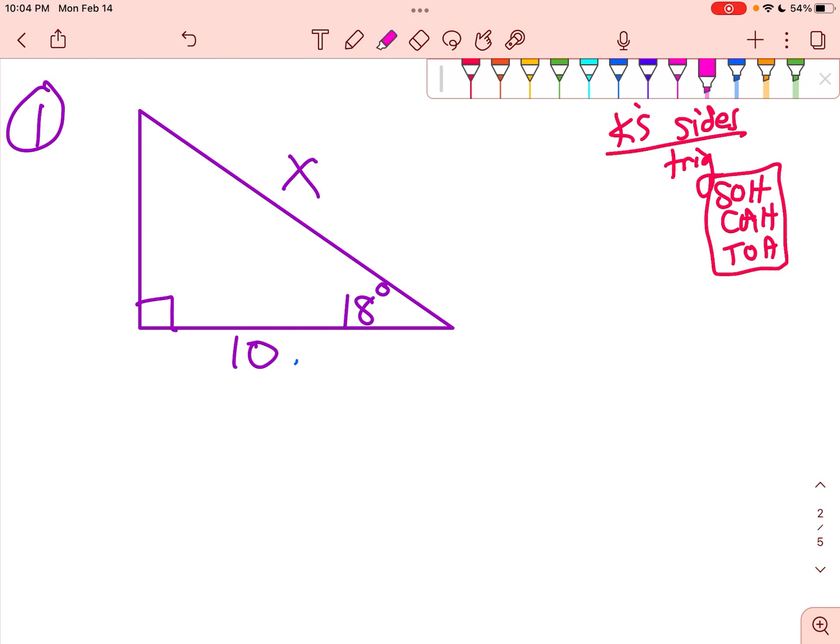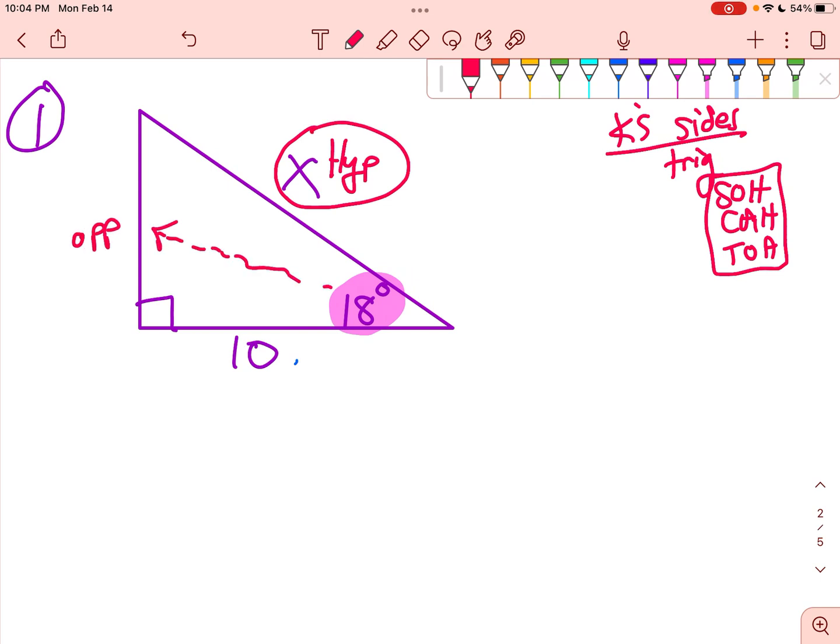Because we're working with this 18-degree angle, that's called my reference angle. We are going to label the sides based on that 18-degree angle. So I always start with the hypotenuse. Okay, so we have this hypotenuse right here. The next side I usually label is called the opposite side, and in this case we're not working with that at all. And then my last side is the adjacent leg. So because I'm working with the hypotenuse and the adjacent leg, I know I'm going to be working with the A and the H, which is cosine.